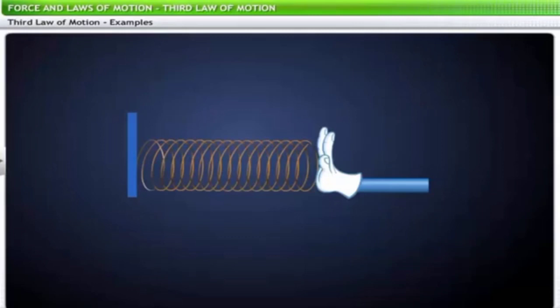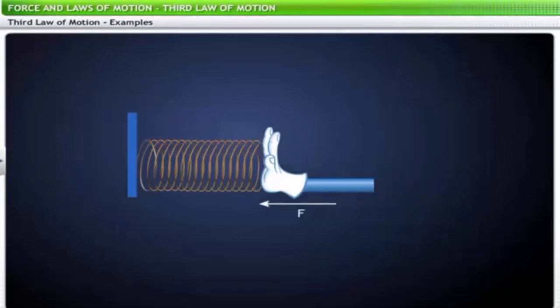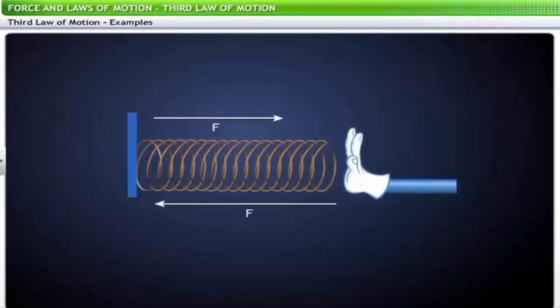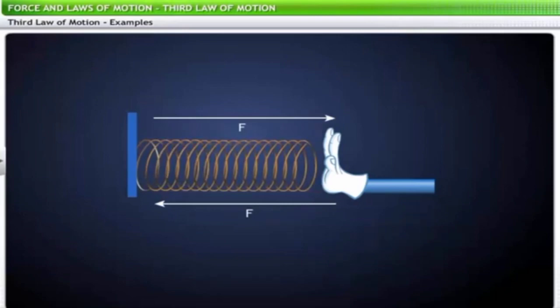Let's examine some other situations where this law can be observed. If you push a spring fixed to a metal block with a force F, the spring pushes against your hand with the same magnitude of force, that is, F.